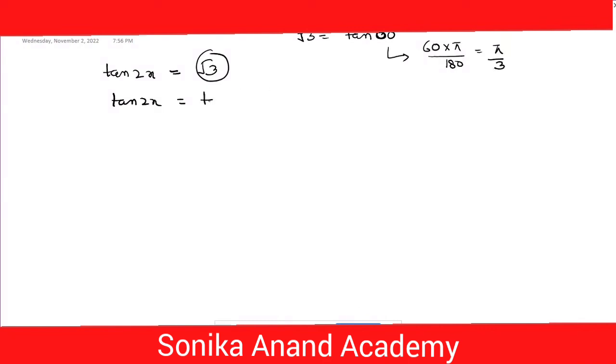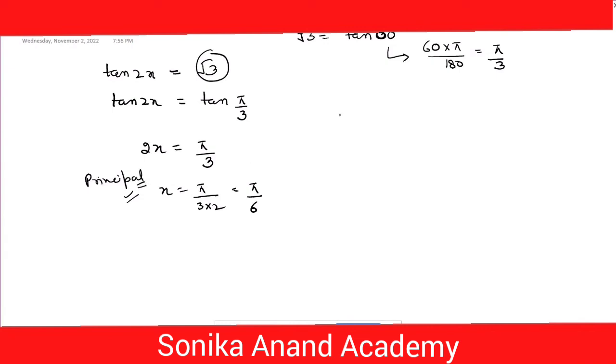So write over here tan pi by 3. Now you will just ignore tan and tan. Equate them. So the value of x becomes pi by 3 into 2, pi by 6. Listen. This is the principal value, you can say.